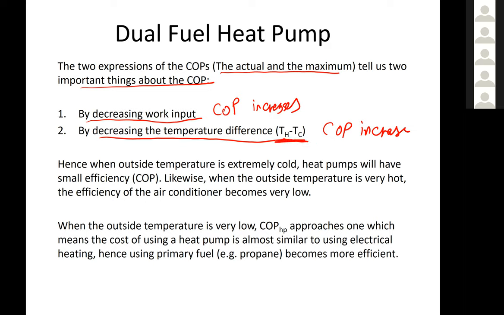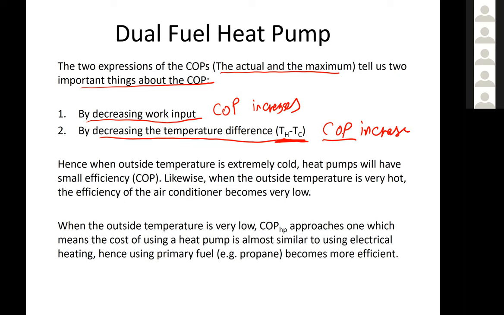How can I make use of this? I always need to keep my set point not to the lowest, but to a range that is comfortable enough. I don't have to set it down to 17 degrees C. I can put it somewhere between 20 and 22, that will be fine, or even 25 if possible. That's going to increase my COP. That's going to be more energy saving.